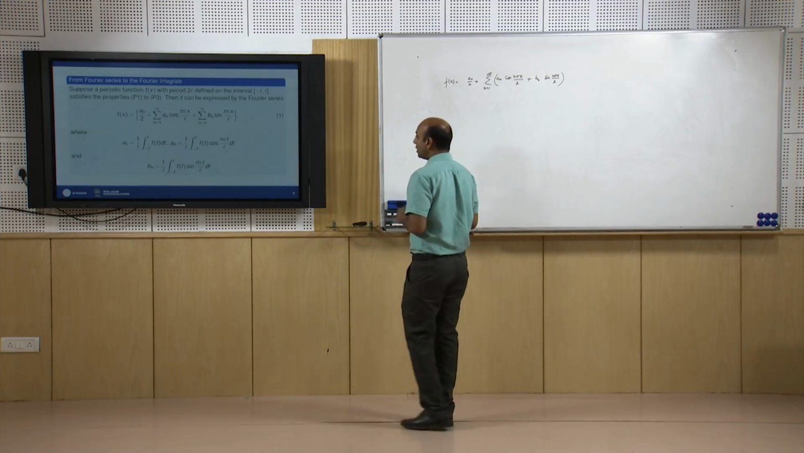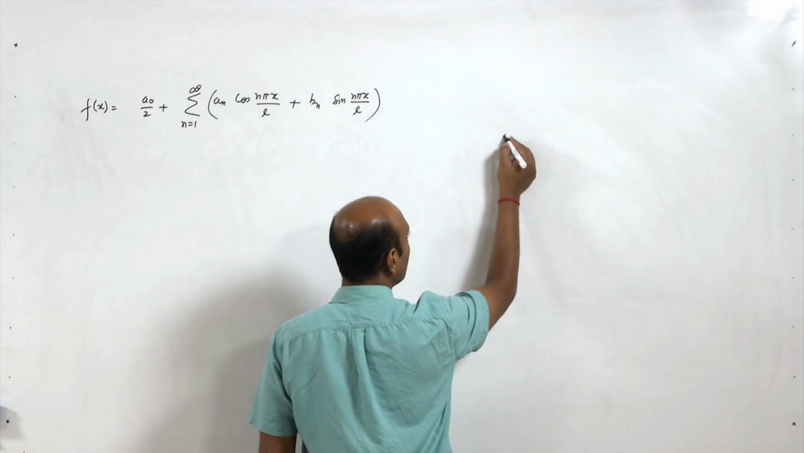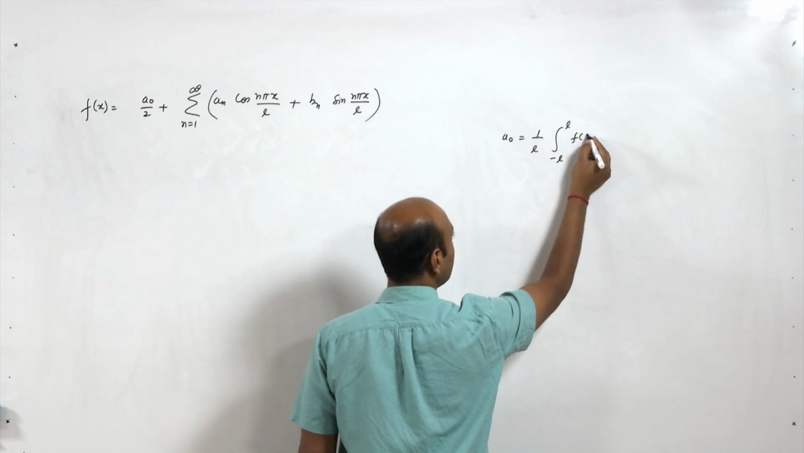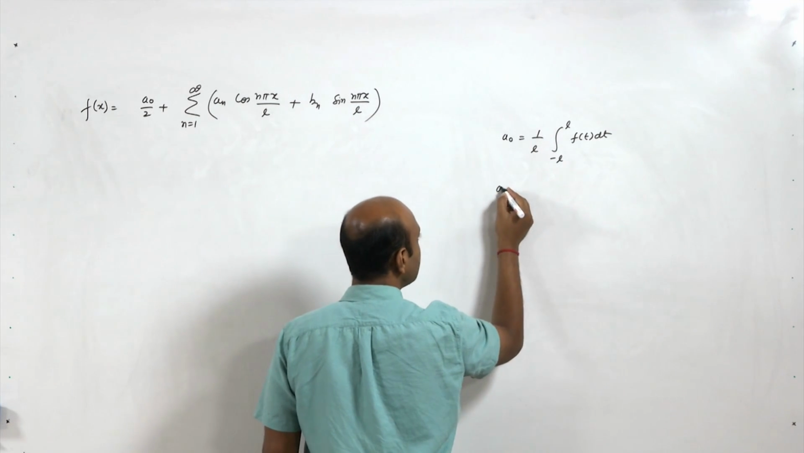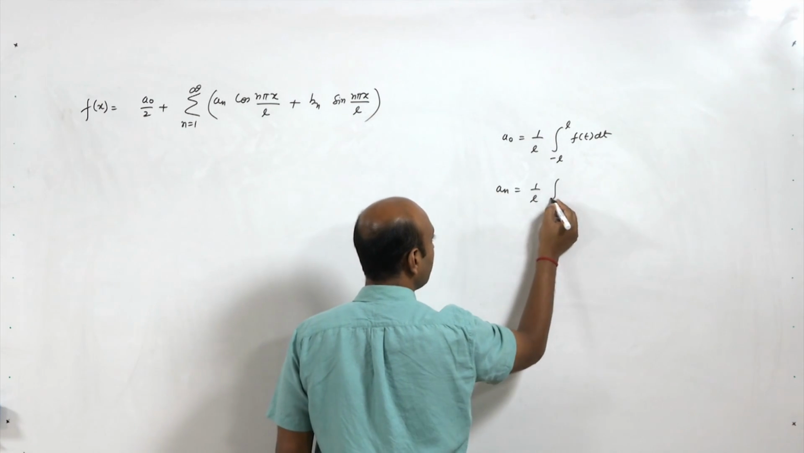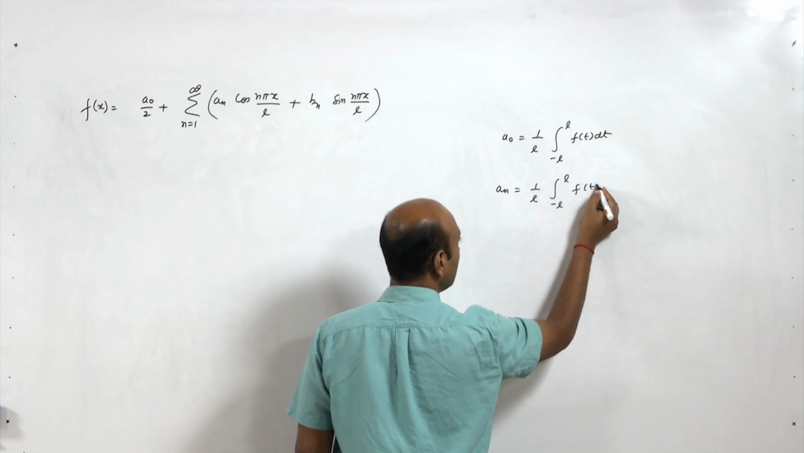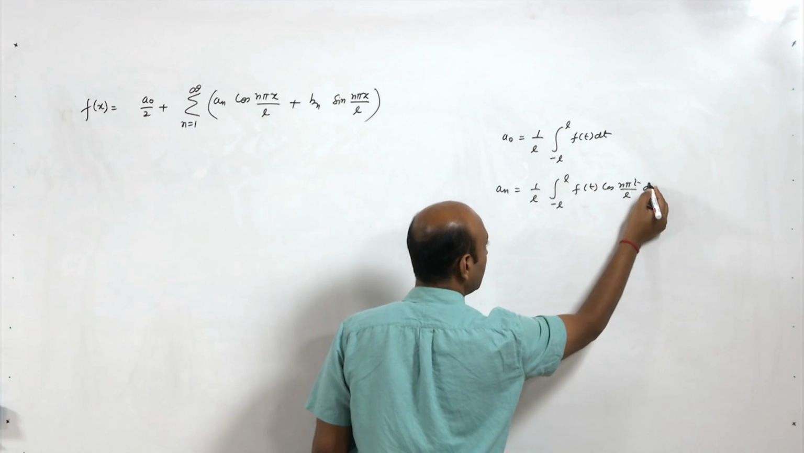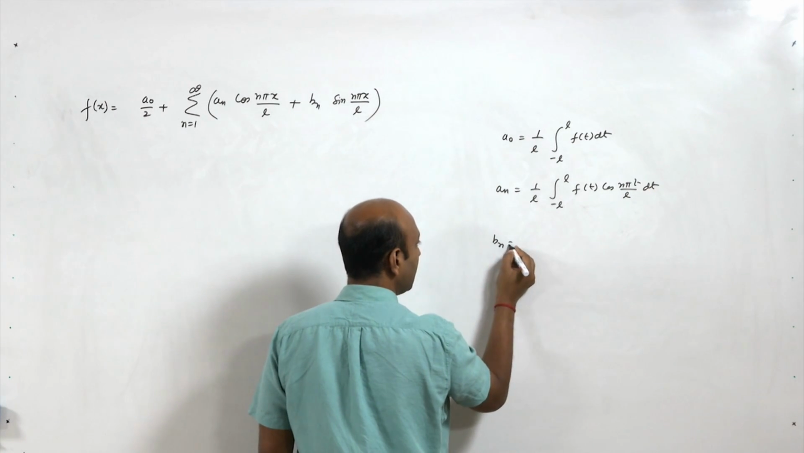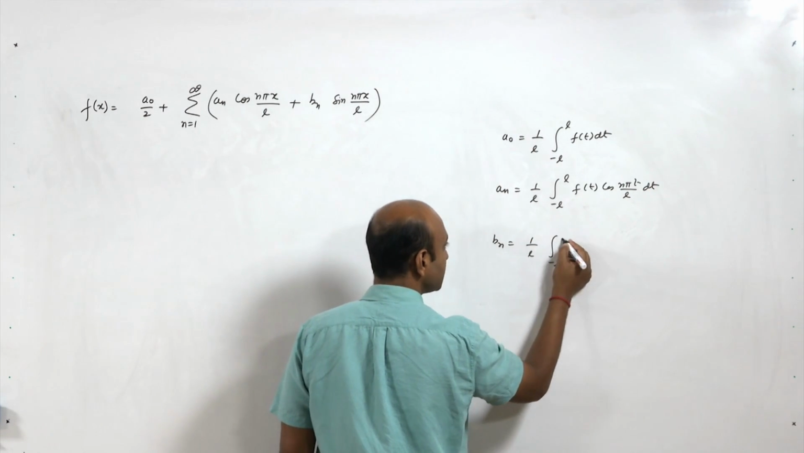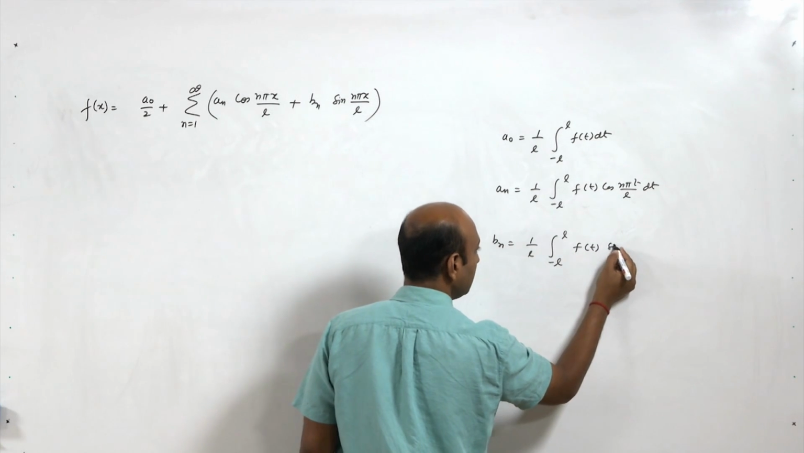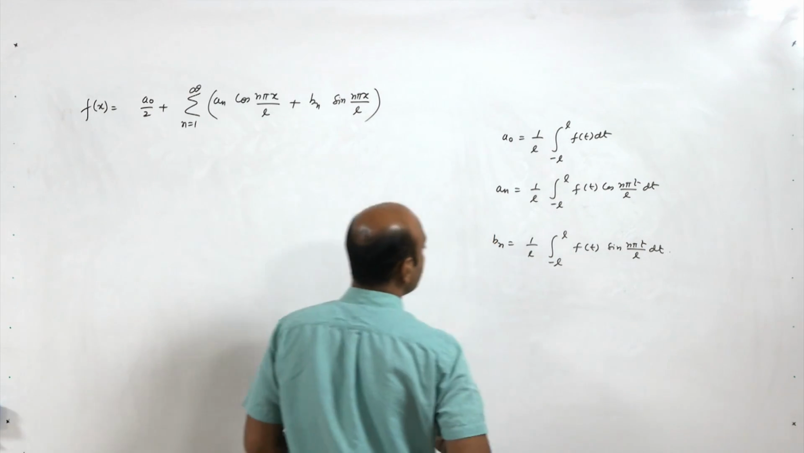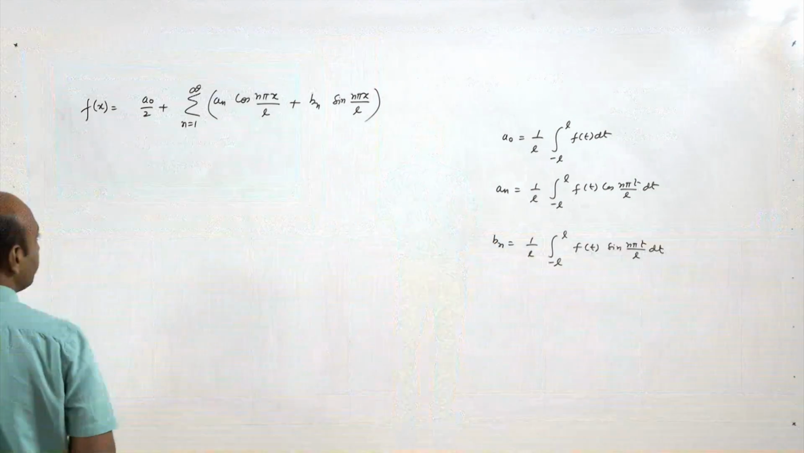This is the Fourier series expression of the function f(x), where a_0 is given by 1 upon L integral minus L to plus L f(t) dt. a_n is given by 1 by L integral minus L to L f(t) cos(n pi t / L) dt, and b_n is given by 1 by L integral minus L to plus L f(t) sin(n pi t / L) dt. So, these are the expressions.